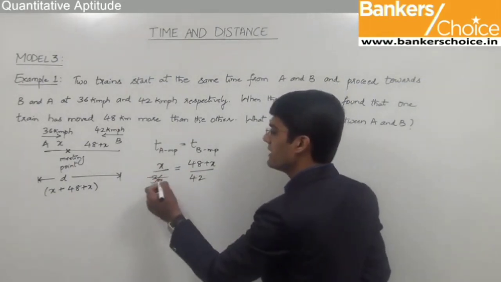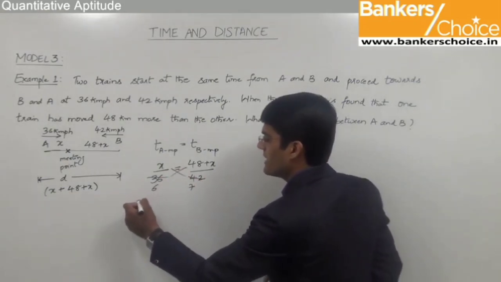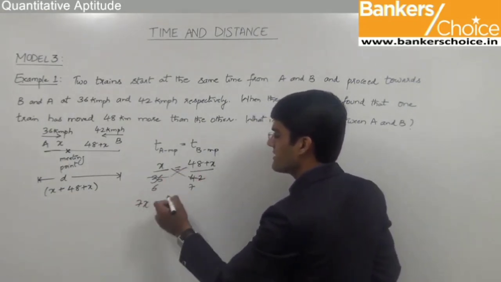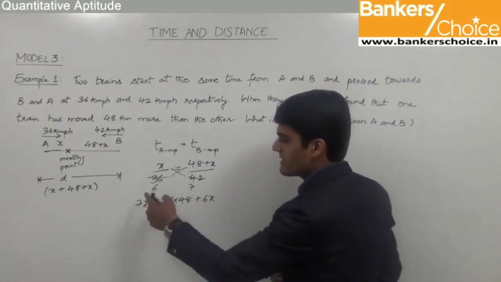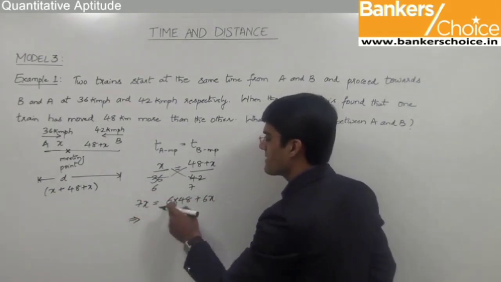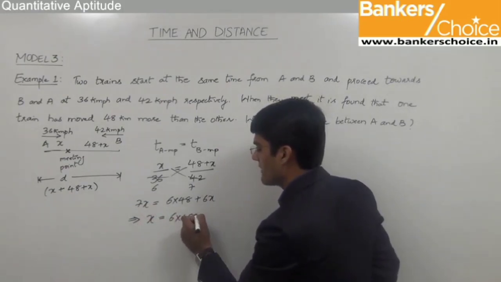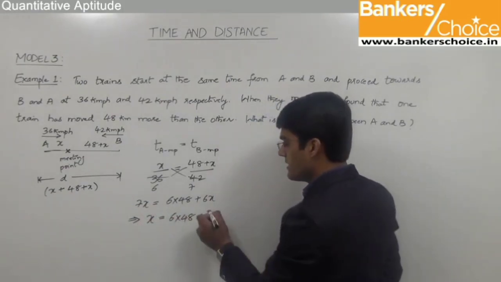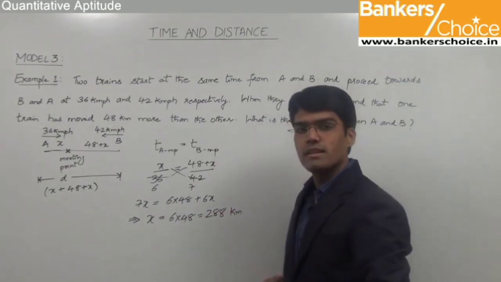As you can see here, this is 6 into 6 and 6 into 7. So when we cross multiply, we get 7x equals 6 into 48 plus 6x. When 6x is taken to the other side, 7x minus 6x will be equal to x. That is 6 into 48. Now 6 into 48 is 288. So we can say that x will be equal to 288 kilometers.